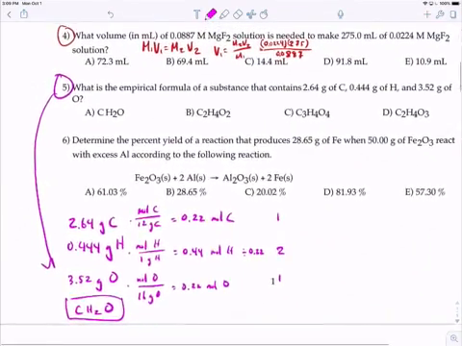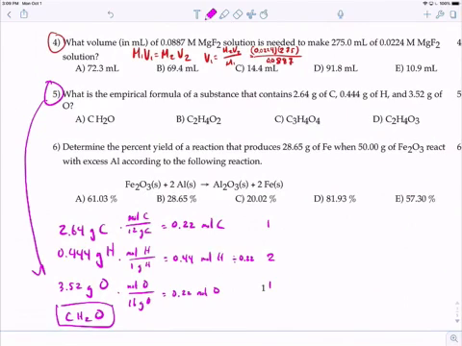So you see how I do that? You're given mass of something, convert to moles, divide by the lowest number of moles, then get the whole number ratios with that one. Questions with how to do this one?